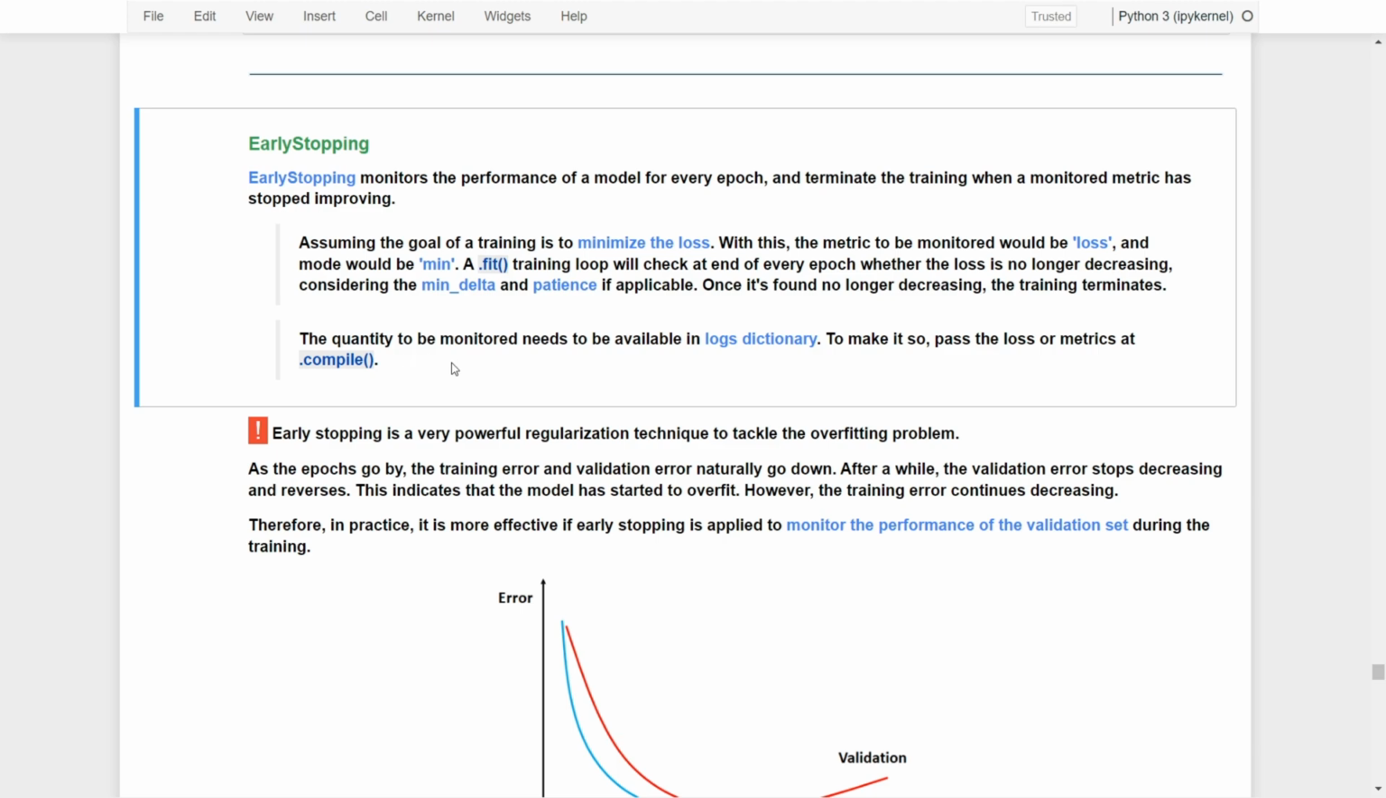The quantities to be monitored need to be available in the logs dictionary. To do so, we need to pass the loss or metrics at compile. That means the loss or metrics in the compile have to be aligned with the fit function in order for us to use this early stopping argument.